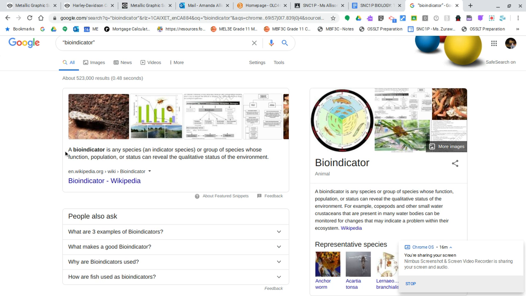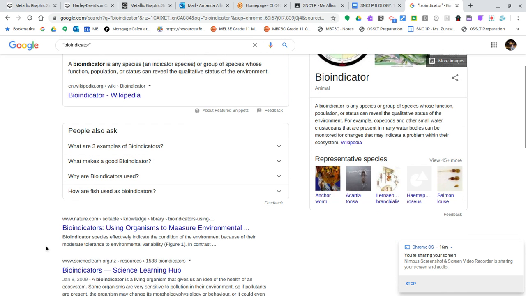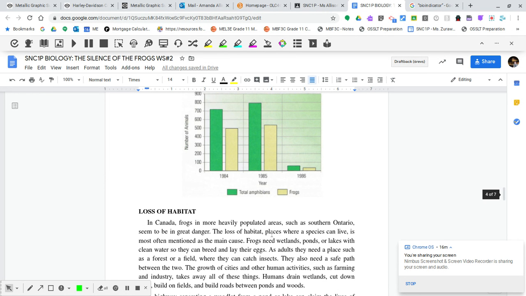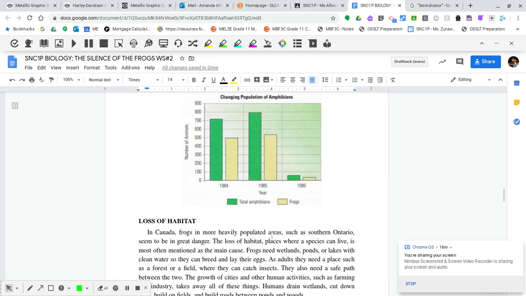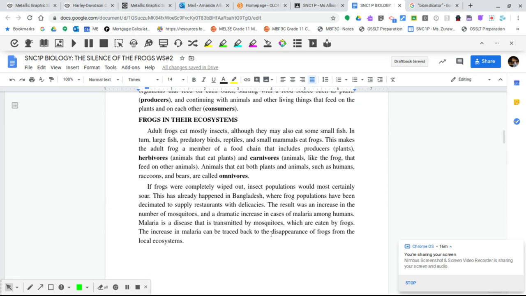Okay. So a bioindicator is any species, an indicator species, or a group of species whose function, population, or status can reveal the qualitative status of an environment. So that's a lot of big words. But basically what it means is if you look at the frog as a species, it can help you to understand how healthy the environment is. So there was a part back up here that does a really good job of explaining this as well.